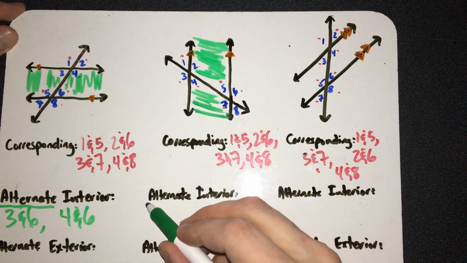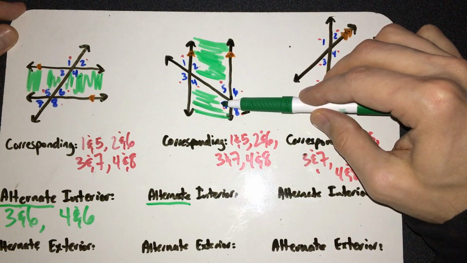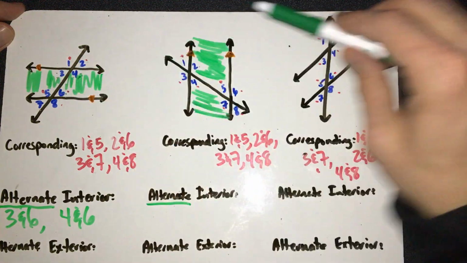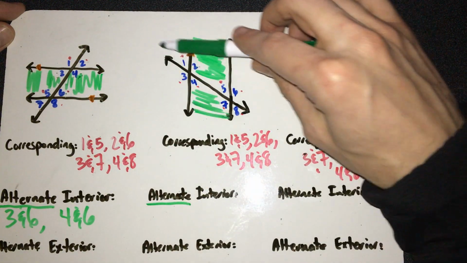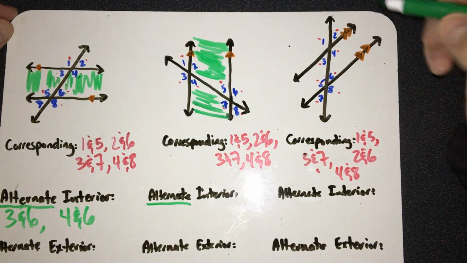Now, which ones are alternate, right? Alternate means one from one side, one from the other side. Now, over here, it was one from the right and one from the left, right? One from the left and one from the right. Here, it's going to be one from up above the transversal and one from down below. But you're still looking for the 2 that are acute and the 2 that are obtuse, right?